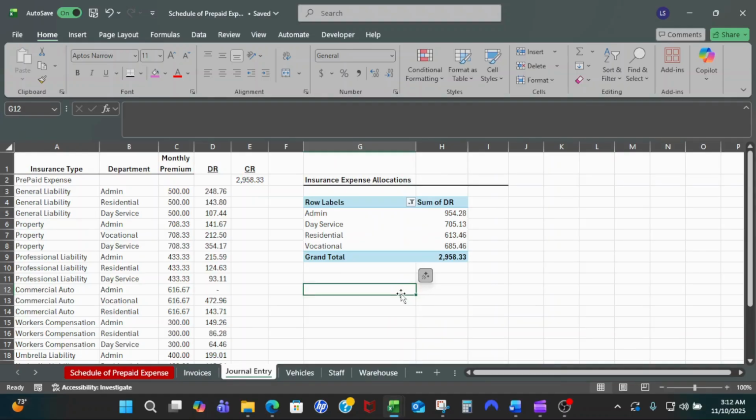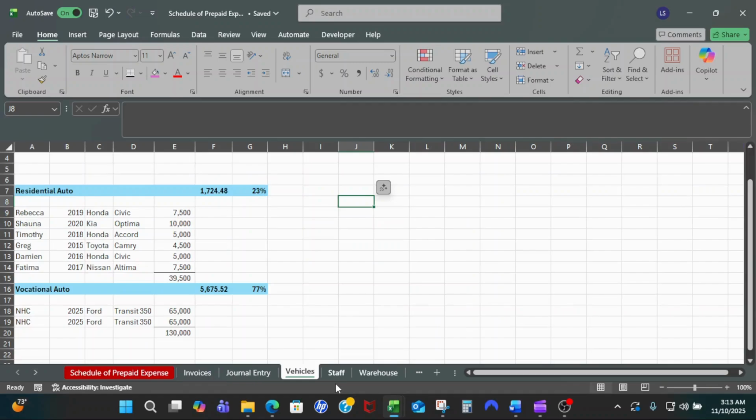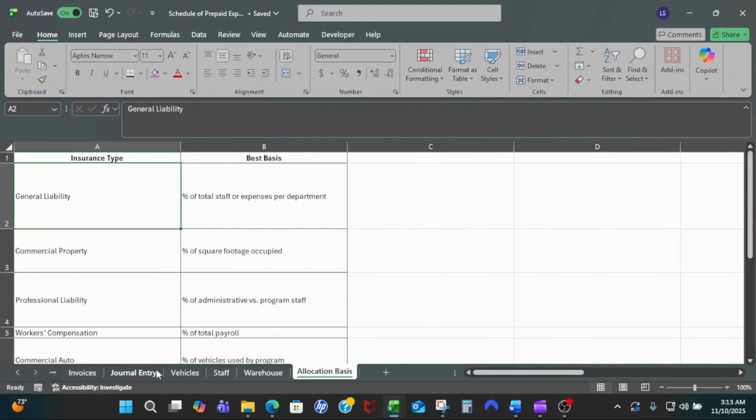So let's go ahead and enter our adjustment. Just to give a little bit of explanation, when you have an insurance expense, you just want to make sure to detail the rules as to how you allocated the expense by staff, warehouse, that's by square footage, and then your allocation basis, which just has the rules that you used to make each expense. So let's go ahead and enter our journal entry.